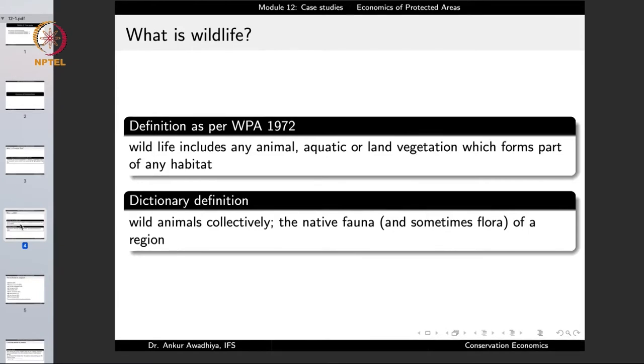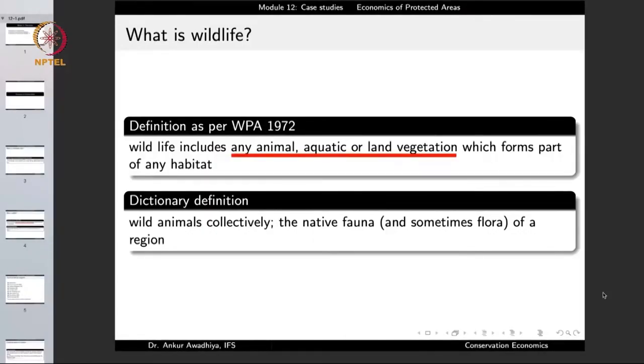So what is wildlife? Wildlife is defined in the Wildlife Protection Act 1972 as wildlife includes any animal, aquatic or land vegetation which forms part of any habitat. So what we are saying here is that if you have any animal or any plant that forms part of any habitat, then we'll say that it's a wildlife. And the dictionary definition of wildlife is wild animals collectively or the native fauna and sometimes flora of a region, which means that the native fauna is the native animals, and the native flora is the native plants. So those animals and those plants that are found natively or which are indigenous to an area, if we look at a collection of those, we'll call it wildlife.